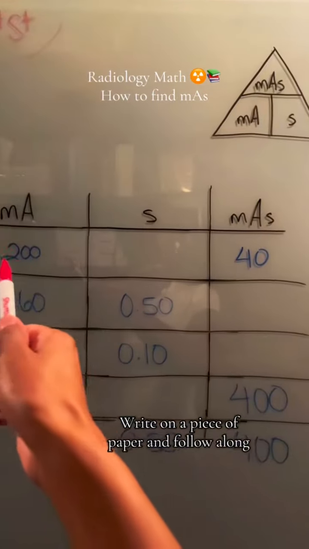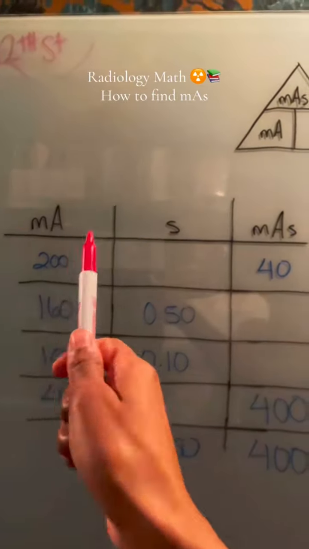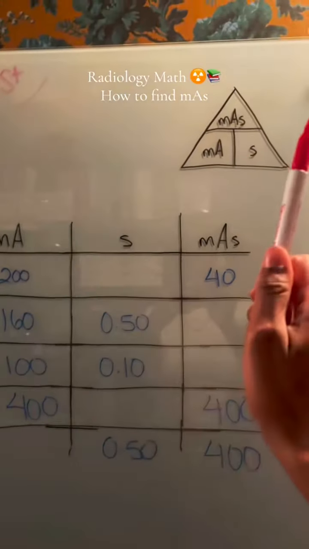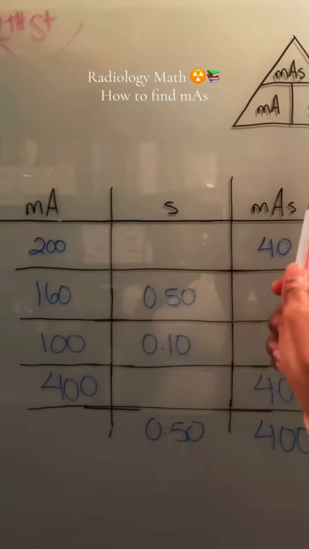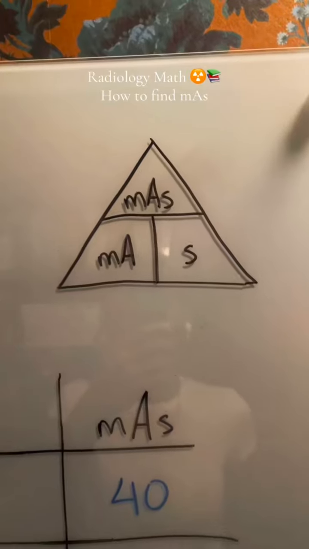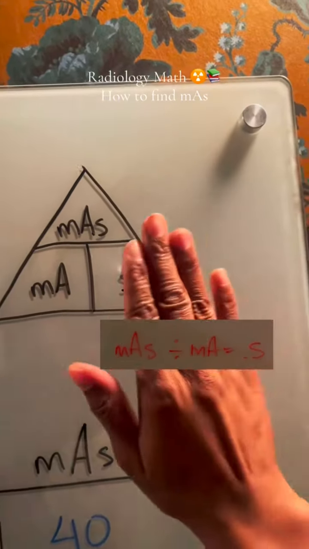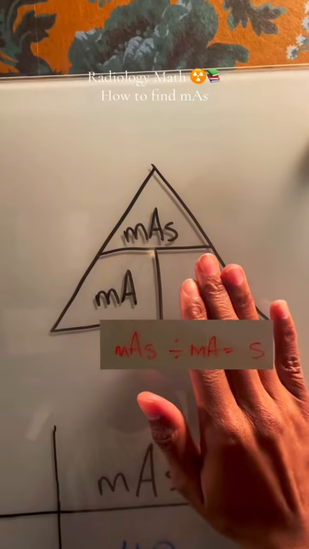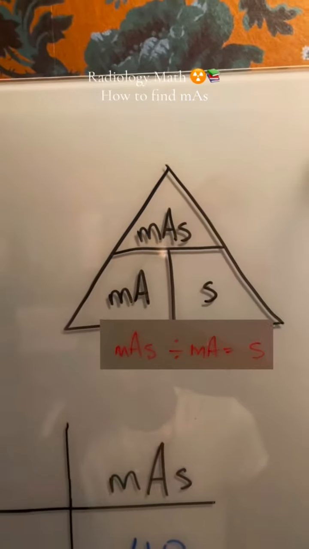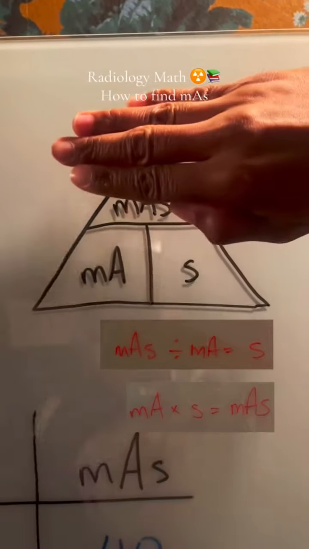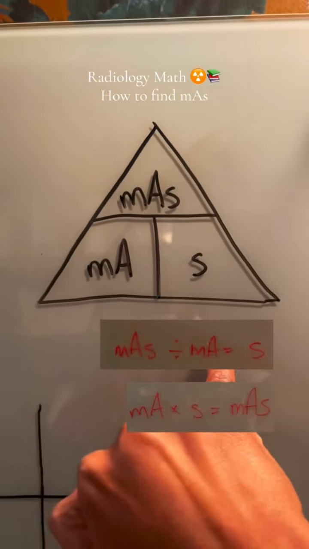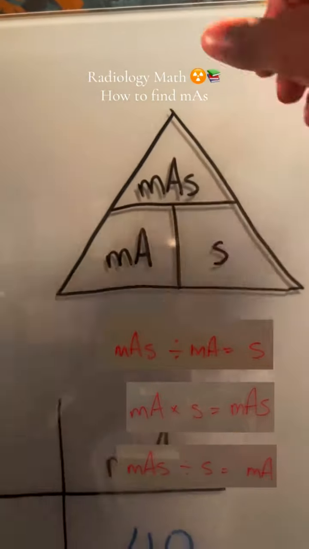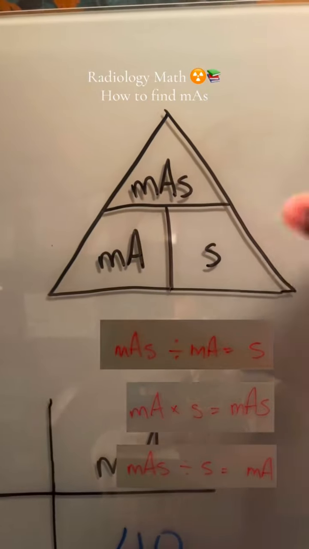For example, this top row, you have 200 mA, seconds is blank, and then you have 40 mAs. In order to find the seconds, you would simply divide mAs by mA. This triangle helps because if you're missing something, say the seconds, that just means you are dividing mAs by mA. If you are missing mAs, that means you're just multiplying mA times seconds. If you're missing mA, you're dividing mAs by seconds.